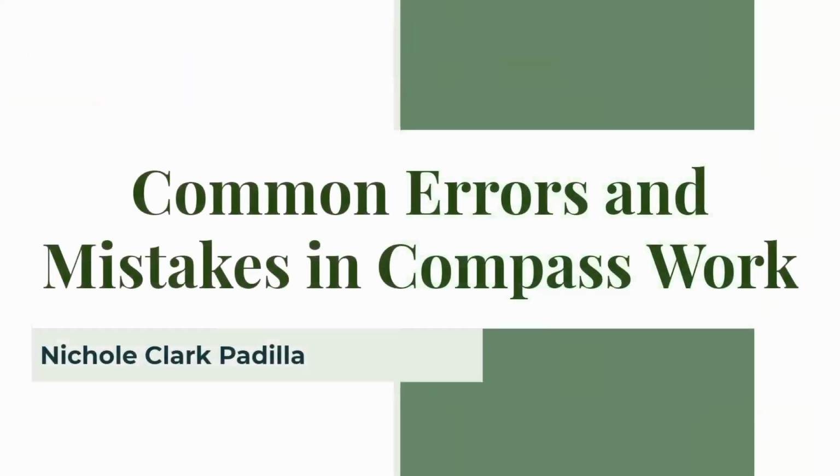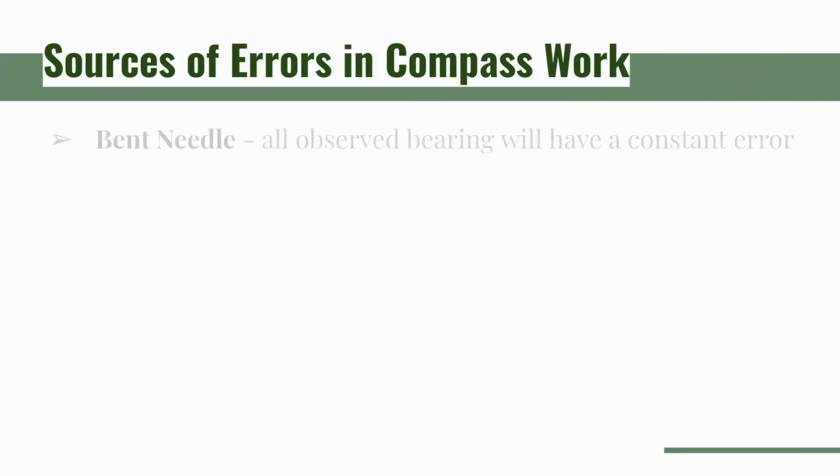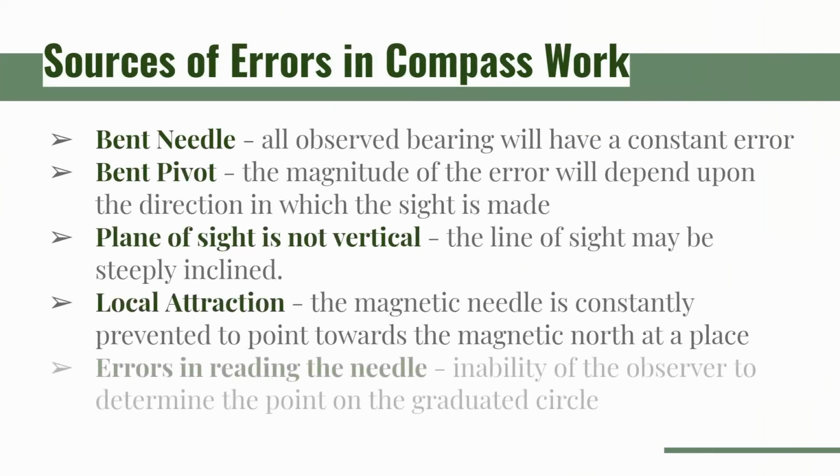Now let's proceed to the common errors and mistakes in compass work. The first source of error in compass work is a bent needle. When the needle is bent, all observed bearings will have a constant error. Second, bent pivot. The magnitude of the error will depend upon the direction in which the sight is made. Third, plane of sight is not vertical, where the line of sight may be steeply inclined.